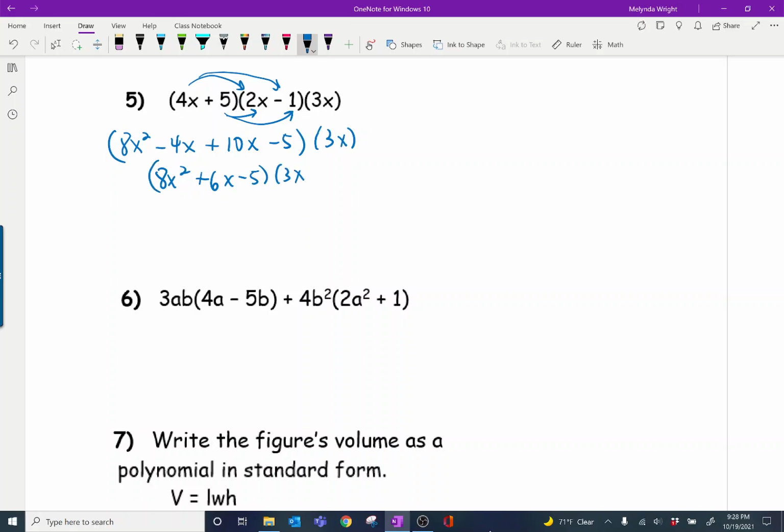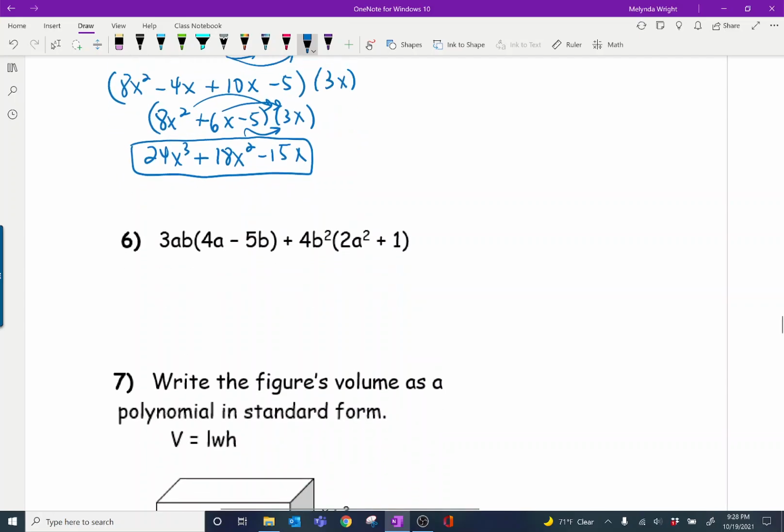Okay. Now we're going to distribute all of those. All right, we can do this. So we've got 24x cubed plus 18x squared minus 15x. And there's that one. Way easier than that other one, huh? Ooh, that other one was crazy.